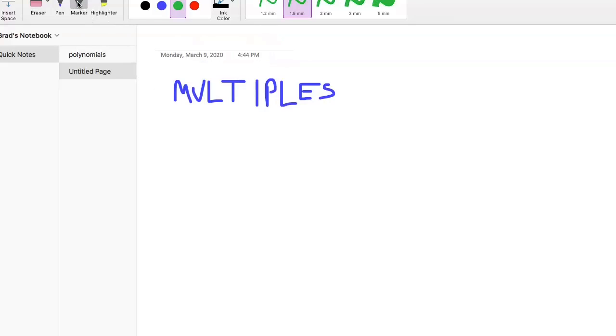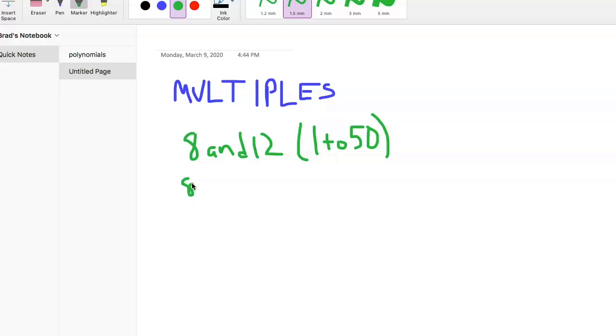Okay, and then they also could ask you common multiples, right? So common multiples here we'll say of 8 and 12 from 1 to 50. This is another question you could see. What are the common multiples of 8 and 12 from 1 to 50? So this is very, very similar to the least common multiple. You're just putting a limit on it from 1 to 50.